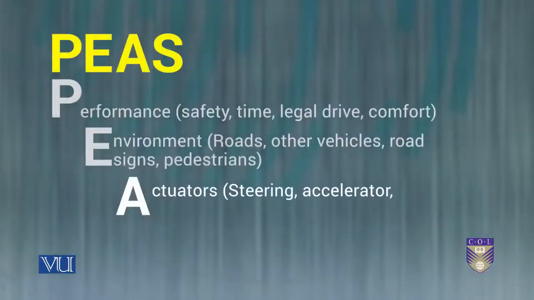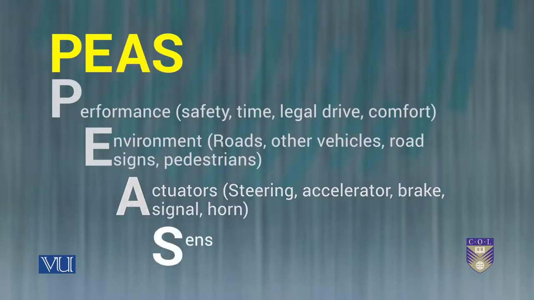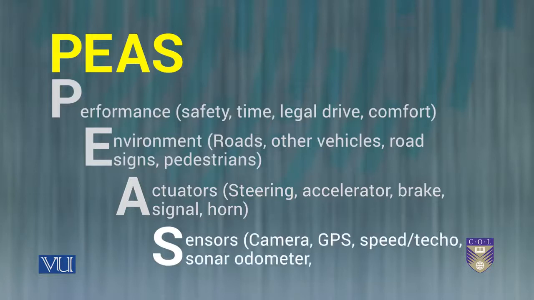Actuators, of course, the steering wheel, the accelerator, the brake pedals, the turn signals, the horn, these are the actuators. And sensors, of course, I said, cameras, GPS tells you where you are. You know that thing I mentioned about situatedness? GPS is one example. Then speed and tachometer, how fast is the engine running? Odometer, measuring the distance. Accelerometer, how fast are you going?